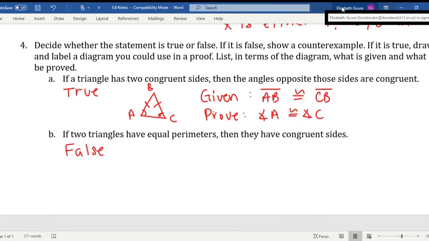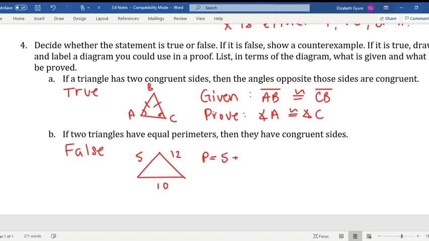So I'll kind of show you visually first, where I'm going to draw two triangles here. They don't have to be drawn to scale. Really, what's important here is your labeling. I'm going to say that this side is 5 units, this side is 12 units, and this side is 10 units. Again, not drawn to scale. Your labeling is what's more important here. Now, if I found the perimeter of this, you would add up all your sides. 5 plus 12 plus 10 would give you a perimeter of 27.